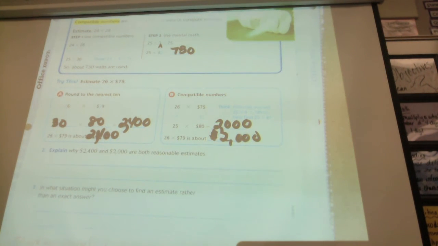I want you to think about why are both of those reasonable estimates for 26 times $79. Think about why, because they're both reasonable. Why might they both be reasonable? And go ahead and write it in a sentence form for yourself.